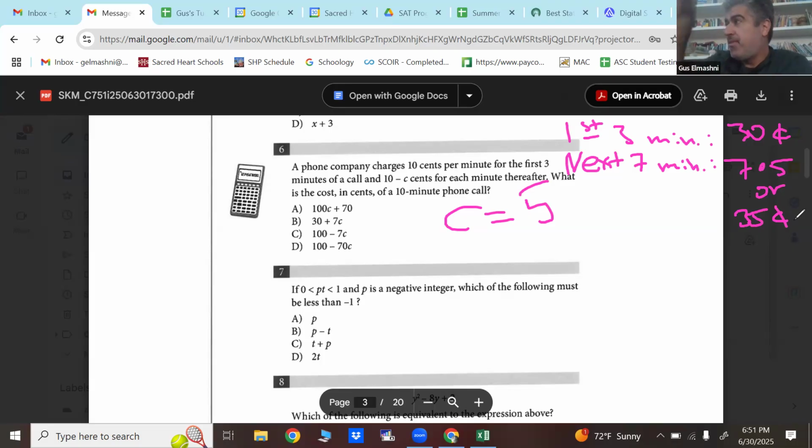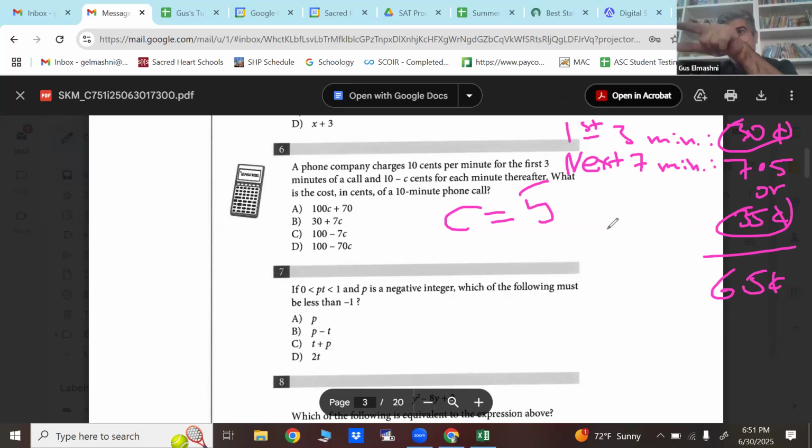So combined, the first 3 minutes and the next 7 minutes, what's the total cost of the phone call? 65 cents. Perfect. Now your job is to plug in the number you chose for C. You chose 5. Great. Plug in 5 into each choice. Which one's going to get you 65 as an answer? I'm actually glad you picked 5. You'll see why it was a slight problem, but I'm glad you did.